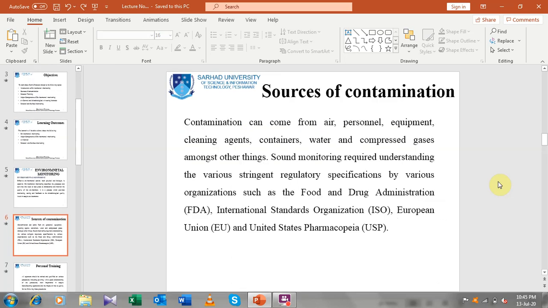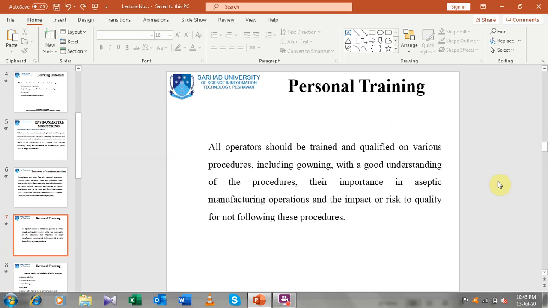And sources of contamination: what are the different sources of contamination in the sterile area, and what are the different specifications which should be followed for the sound monitoring, for critical monitoring, and close determination and understanding about the sources of contamination.